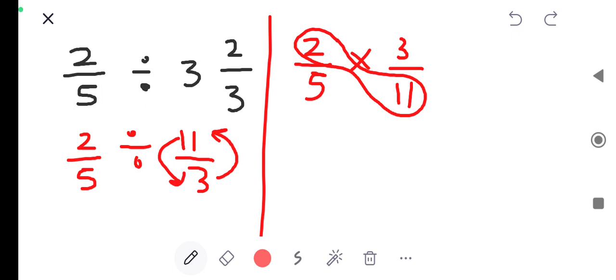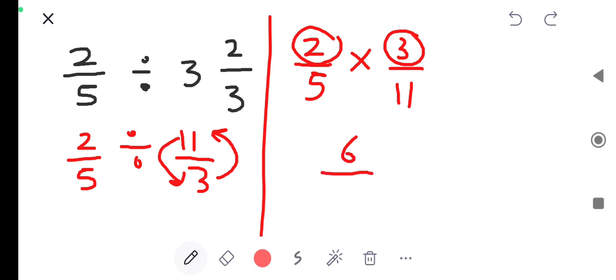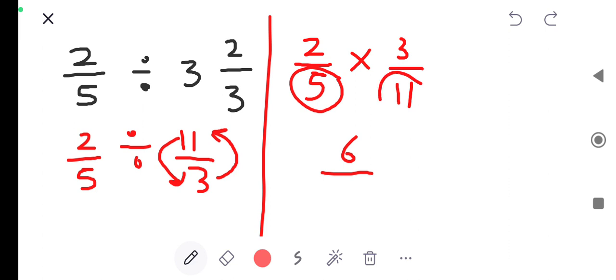So you multiply the numerators. So you do 2 times 3, that gives 6 over, multiply the denominators. You do 5 times 11, that gives 55. So the answer becomes 6 over 55.